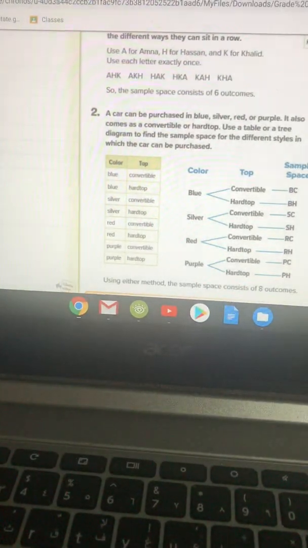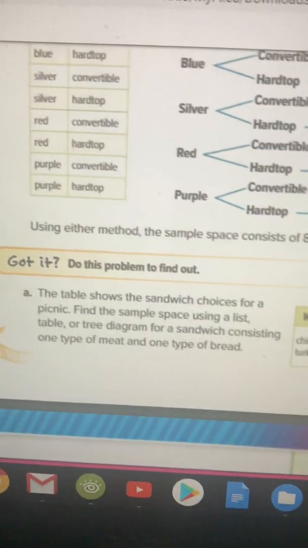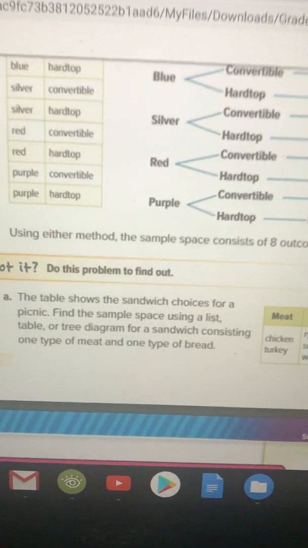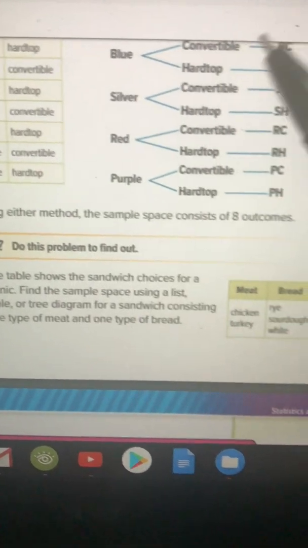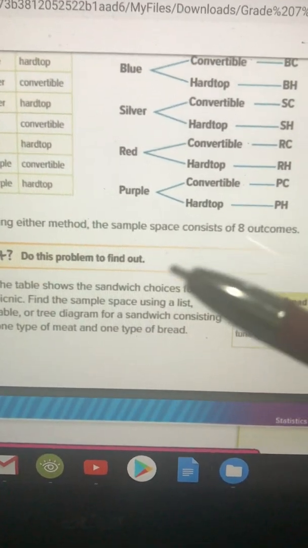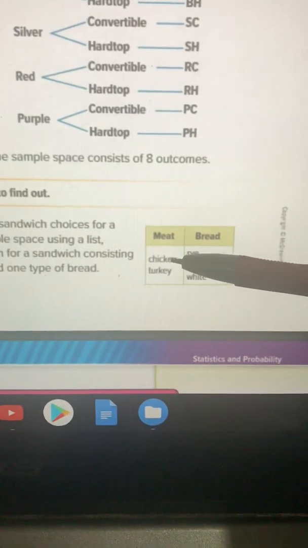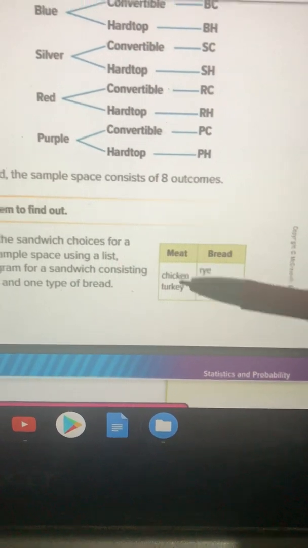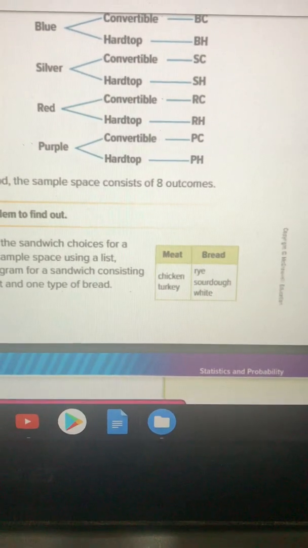Okay? Now I want us to do example A in your book. Here is example A. So this person wants to make a sandwich. She went to Subway, she wants to make a sandwich. Subway is only having how many meats? 2 of them, chicken and turkey.